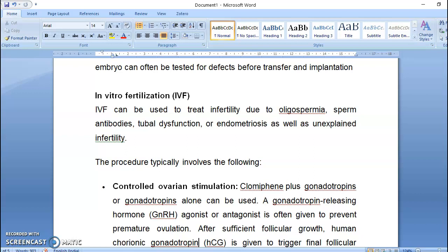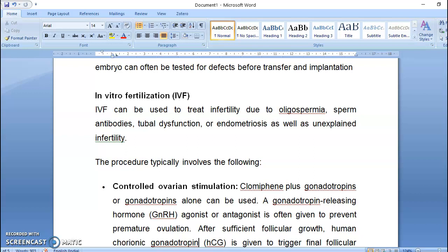In natural conditions, only a single egg is produced or matured, and it is released from one of the ovaries. But here we stimulate the ovaries in a controlled manner so that more than one mature egg is produced. Here we will be giving some stimulating hormones or drugs like clomiphene plus gonadotropins, or gonadotropins alone can be used. Any combination can be used.